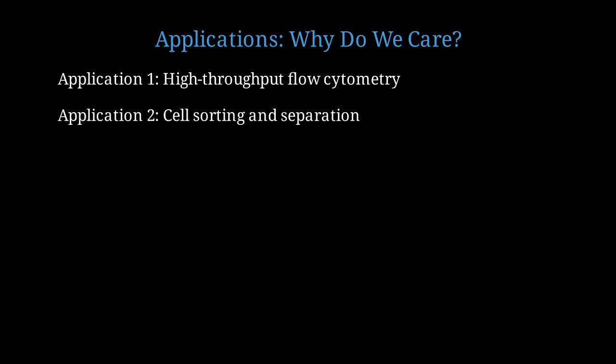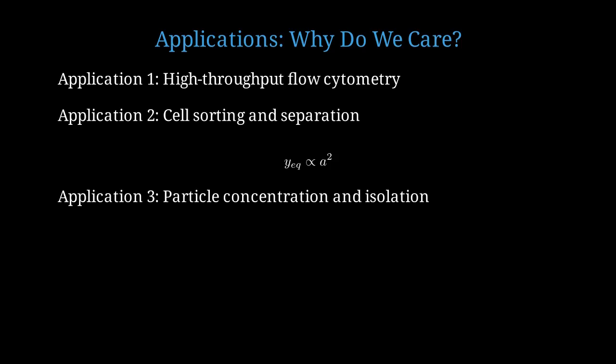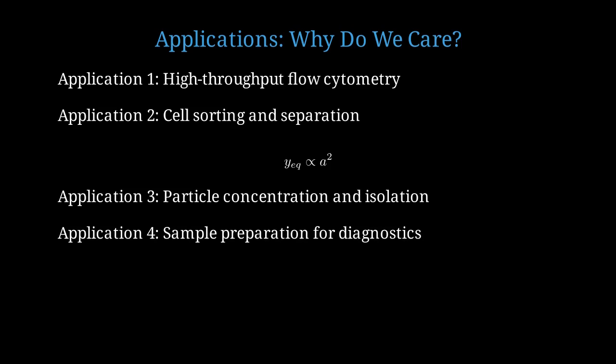Second, size-based cell sorting. Because the equilibrium position depends on particle size, different sized particles focus at different positions. You can exploit this for label-free separation. The equilibrium position scales approximately as particle diameter squared, so larger particles focus closer to the center line than smaller particles. Third, particle concentration. You can use inertial focusing to concentrate dilute particle suspensions into tight streams, which is useful for downstream processing. Fourth, sample preparation for medical diagnostics. Inertial focusing can isolate rare cells like circulating tumor cells from blood samples.